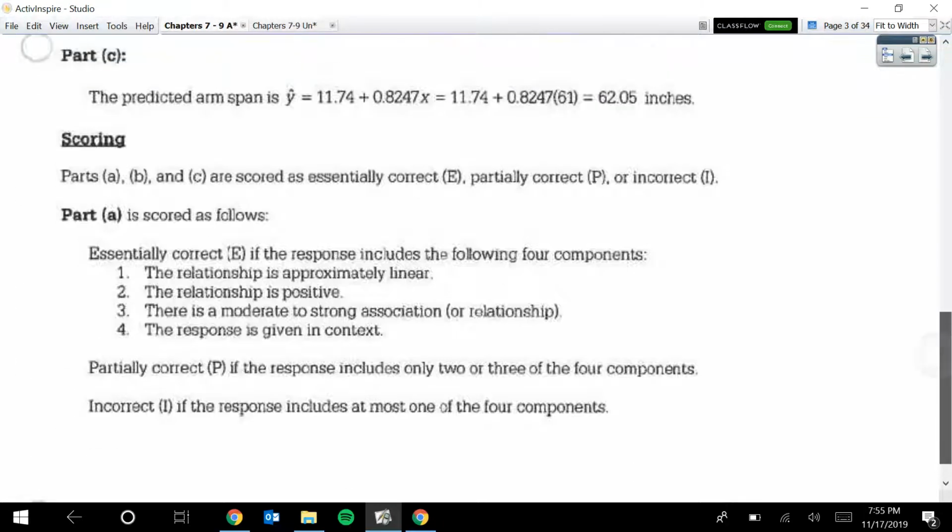They said that in order to get credit, you had to say that it was approximately linear. The relationship is positive and of moderate to strong strength, and then you had to use context. So if you got all four of these correct, then you got an E for essentially correct. If you just had two or three of those, so if you were missing one, then you got a partial correct. And if you only had one of those items, then you got incorrect, or incomplete.